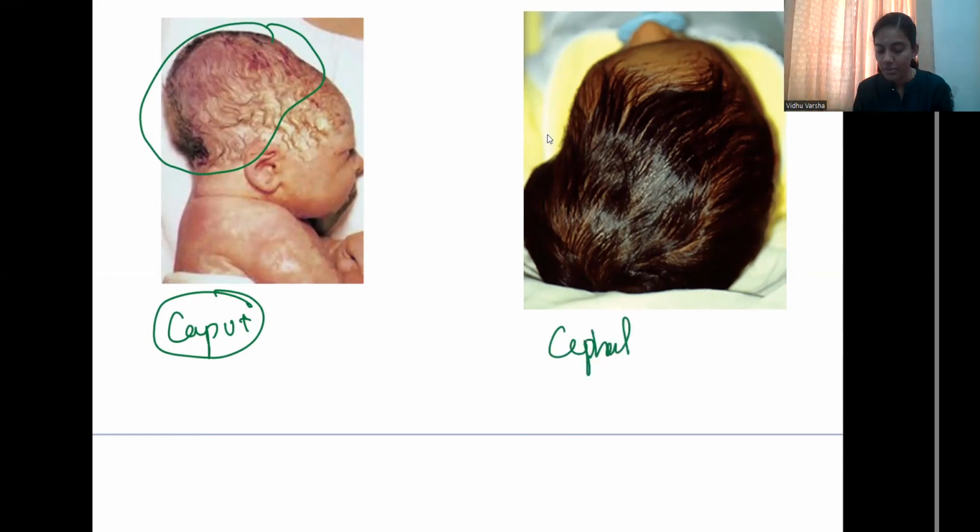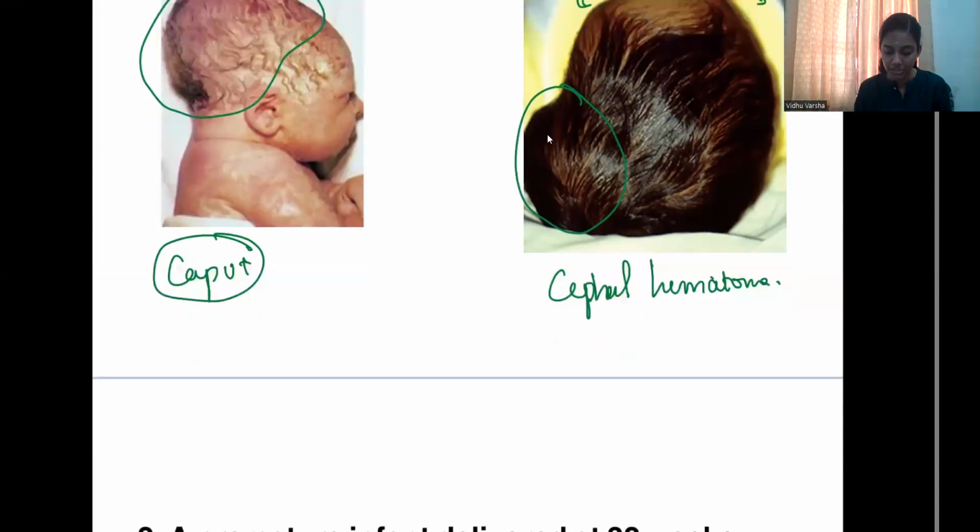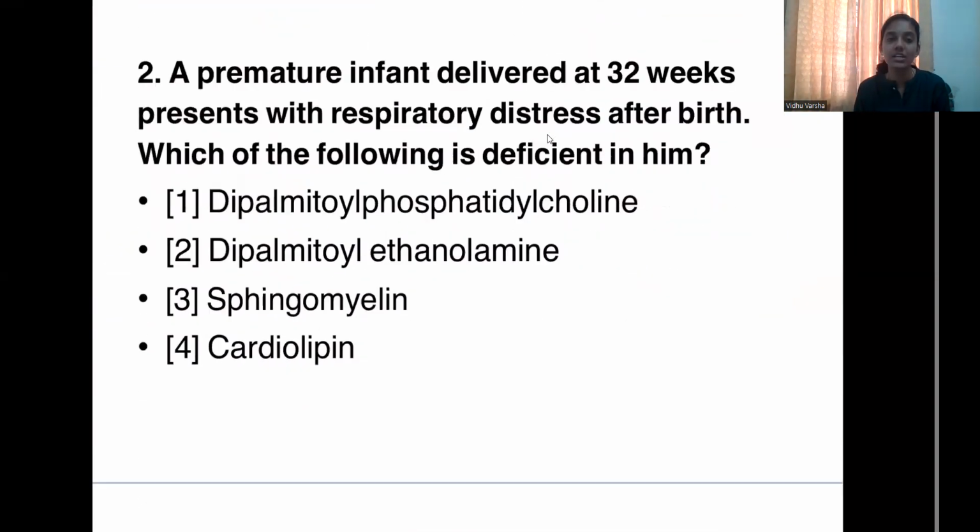Why is this your cephalohematoma? Because it is a very distinct swelling and this child is somewhat older, so it is present at 12 to 24 hours after the birth. It is cephalohematoma. Okay, these are the images. Next, going on to your second question.